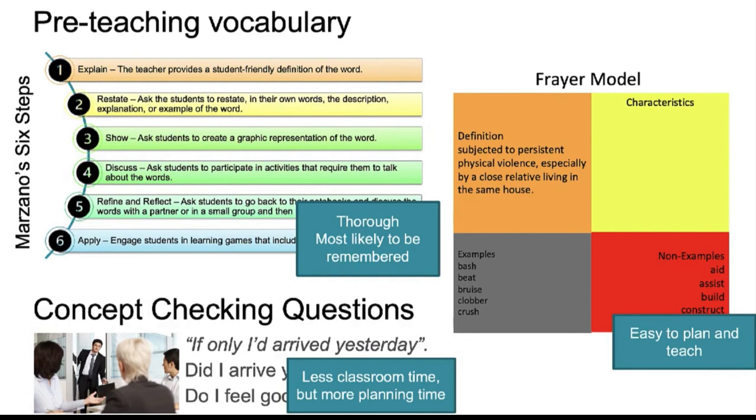Marzano's is thorough, most likely to be remembered. The Frayer model is easy to plan and teach, and concept checking questions take less classroom time, but more planning time. So those are the three that I would say are really helpful for teaching that more important vocabulary.